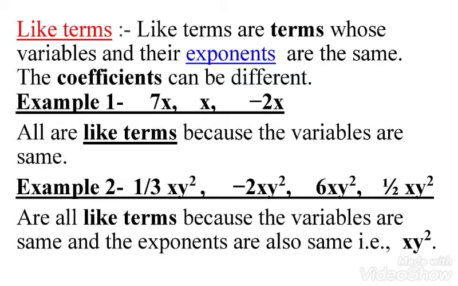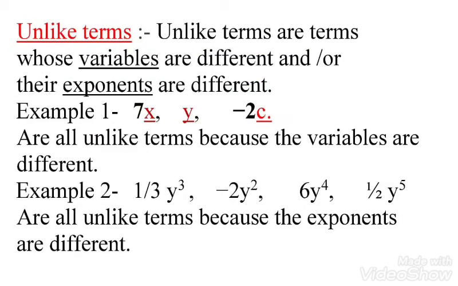But in example number 2, you see 1 upon 3 xy square, minus 2xy square, 6xy square and 1 upon 2 xy square. Here again all are like terms because the variables are the same and the exponents are also the same, that is x, y square. Here you see the variables and the exponents both are the same. It means these are like terms.